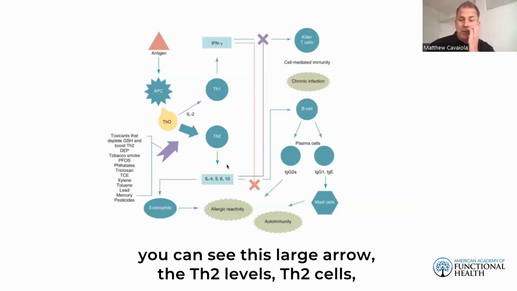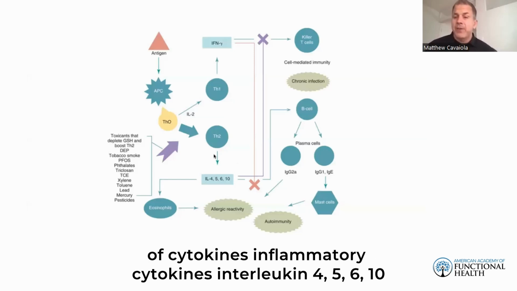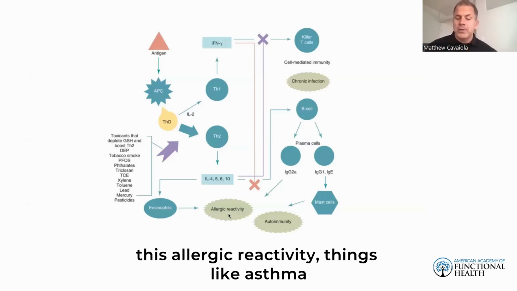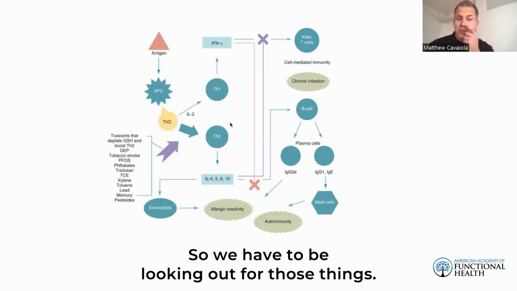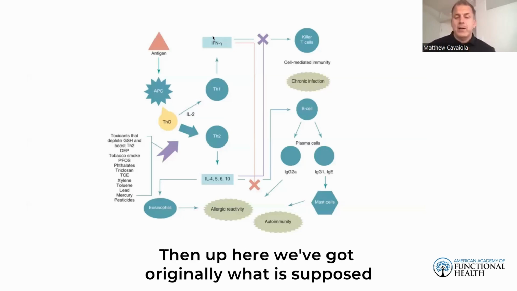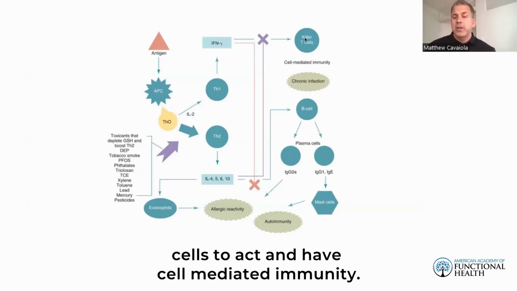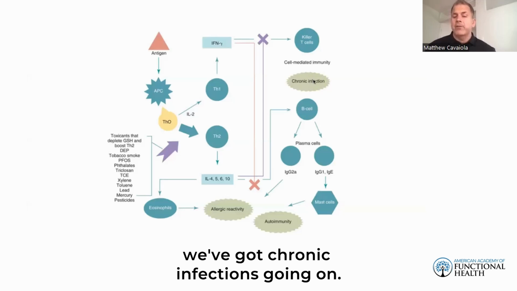Th2 cells, when there's a dominance of these things, produce a lot of inflammatory cytokines, interleukin 4, 5, 6, and 10, right? That leads to eosinophils becoming activated and causing this allergic reactivity, things like asthma and atopic dermatitis. So we have to be looking out for those things. Then up here, originally what is supposed to happen is that interferon over here is supposed to cause our killer T cells to act and have cell-mediated immunity. But if we don't, then we have this blockade here, and then we've got chronic infections going on.